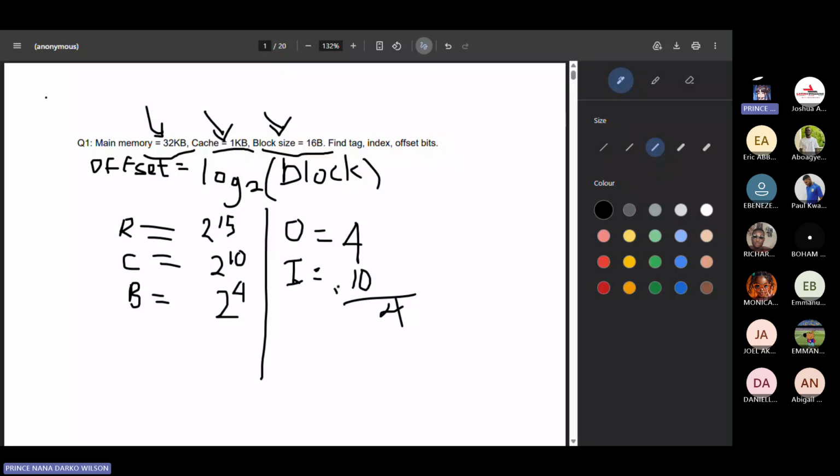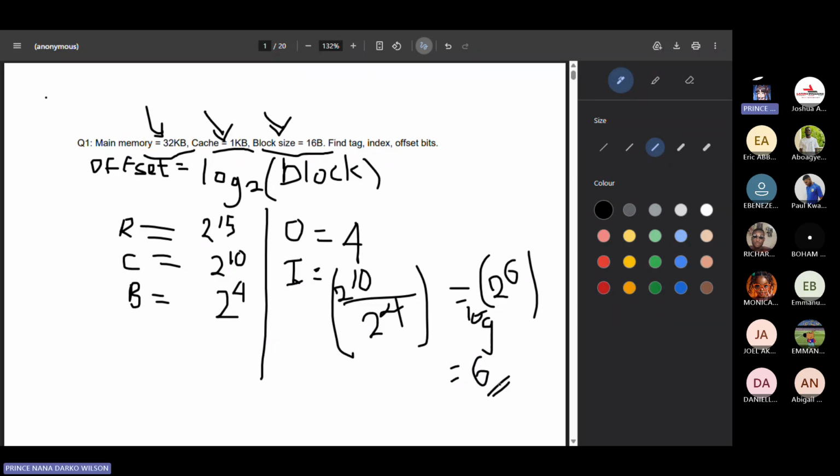It is 2 to the power 10 over 2 to the power 4. That's just going to be 2 to the power 10 minus 4, and that's equal to what? 2 to the power 6. And then we find the log base 2 of that. And then that gives us exactly what? Log base 2 of 2 to the power 6, that's just 6. We know this guy to be 6.